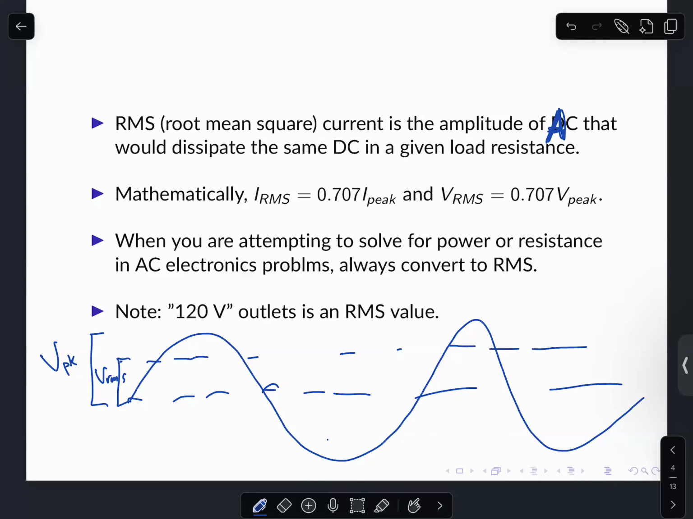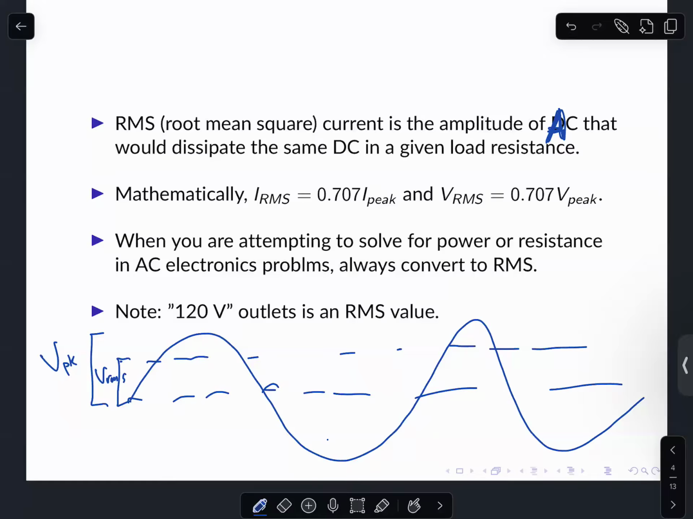The average of the sine wave, if we've got true AC, is always 0. You're wiggling, sometimes pushing this way, sometimes pushing that way, but on average, it's not pushing at all. On average, the center line of sine is 0.